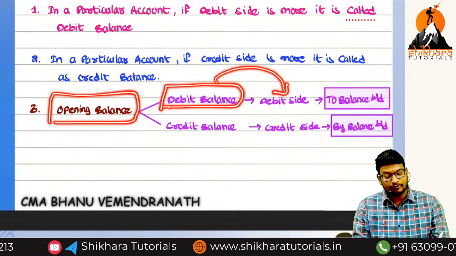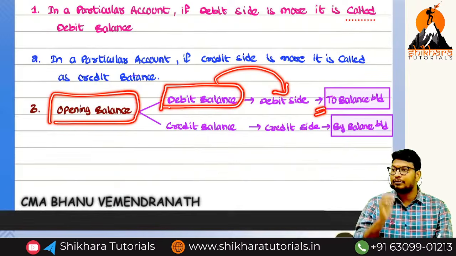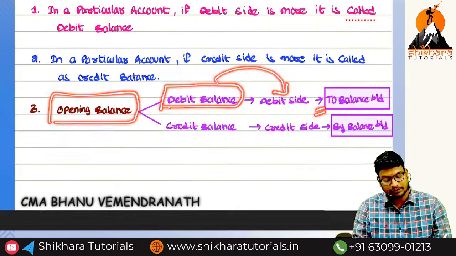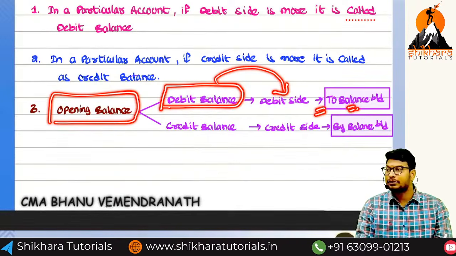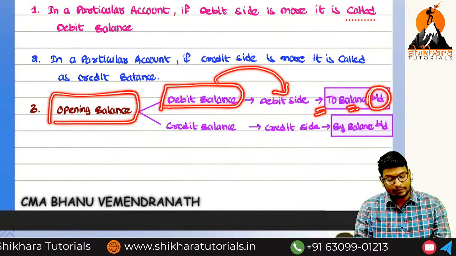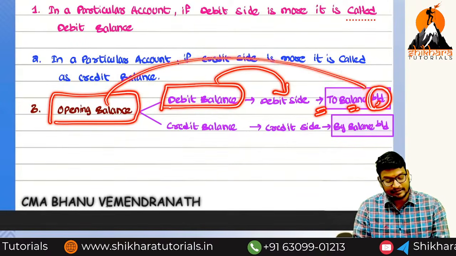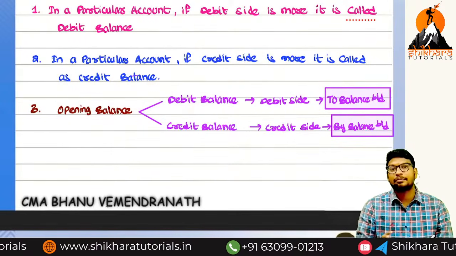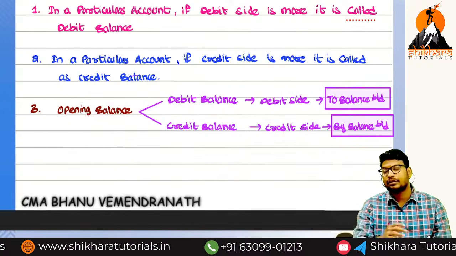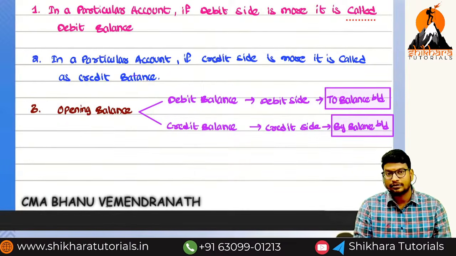Debit side. While writing anything on the debit side, we have to use the word "to". So we have to write "To balance brought down". There is a hint: brought down means nothing but beginning balance. Opening means it is nothing but a beginning. We have to use brought down for the opening balances. We have to use carry down for the closing balances.